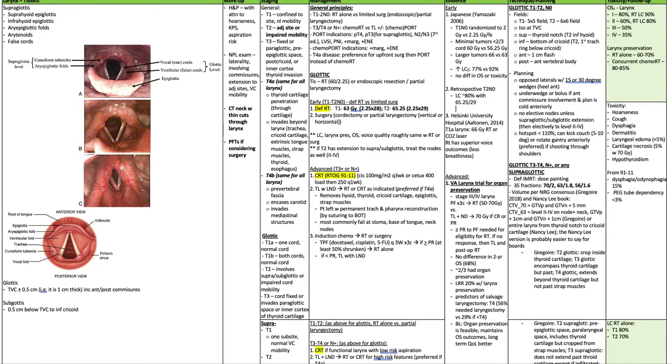For T3 to T4 glottic, node positive, or any supraglottic, you do definitive IMRT dose painting, 70, 63, 56, and 35 fractions. Volume per NRG consensus in Nancy Lee book. CTV 70 is GTV primary and GTV nodes plus 5 millimeters. CTV 63 is levels 2 to 3 on the node positive neck. GTV primary plus 1 centimeter and GTV node plus 1 centimeter, or the entire larynx from the thyroid notch to the cricoid cartilage per Nancy Lee. The Nancy Lee version is probably easier to say for boards.